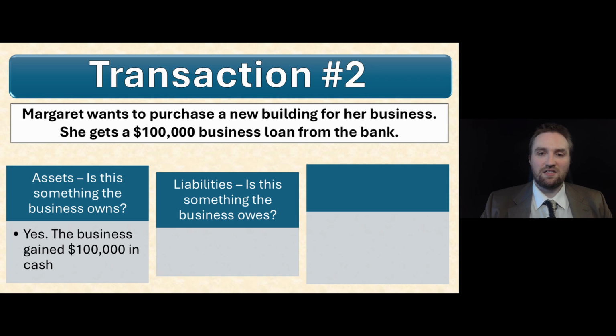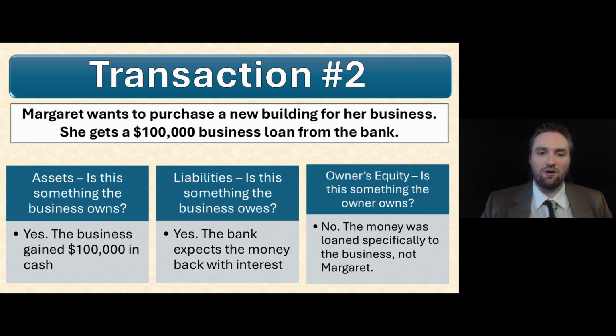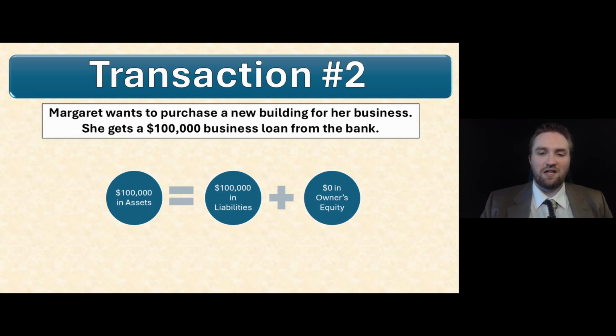Liabilities. Is this something the business owes? Yes, the bank explicitly loaned the money, expecting to get that money back in the future. Owner's equity. Is this something the owner owns? No. The money was loaned specifically to the business, not Margaret. Final result, $100,000 in assets equals $100,000 in liabilities plus $0 in owner's equity.